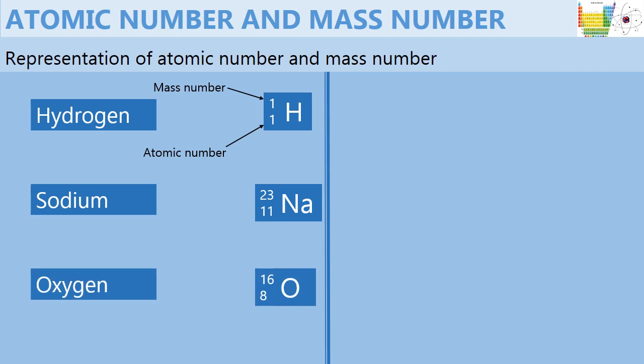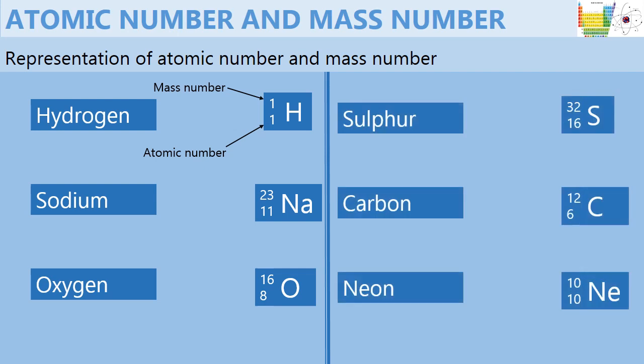Which of the numbers for oxygen represents atomic and mass number? Can you try to identify? How about these ones? For sulfur, carbon, and neon.